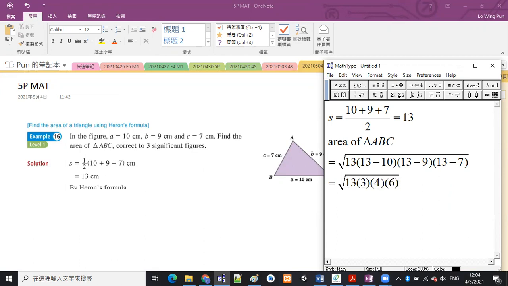Use the calculator. 13 times 3 times 4 times 6. And square root. So it should be equal to 30 point something, right?